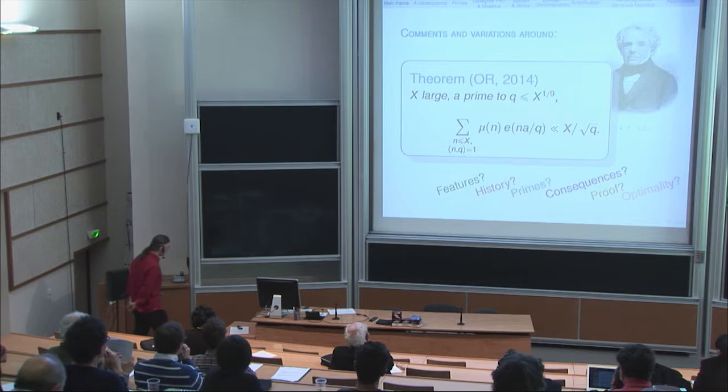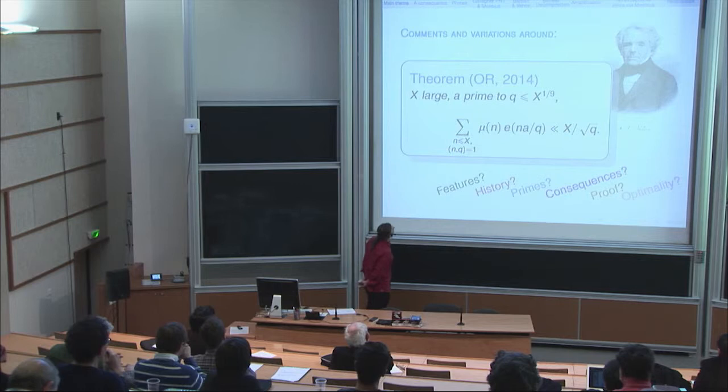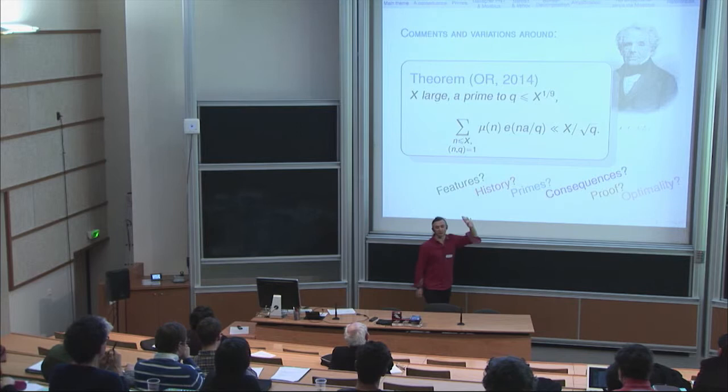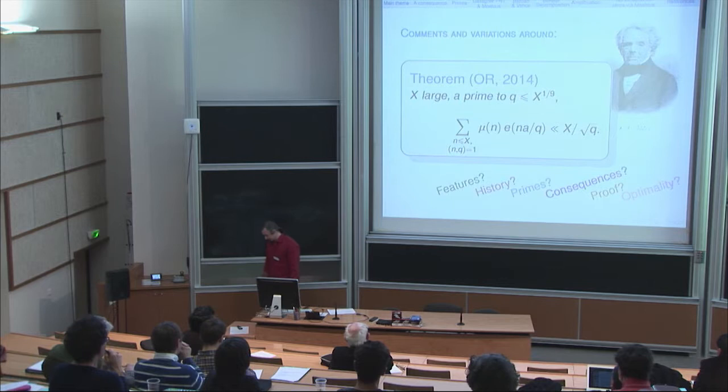So what are the features of this result? Well, the trivial bound, when there's no cancellation at all, is x. And what we save is square root q. I'll tell you a bit later what I like about this theorem.